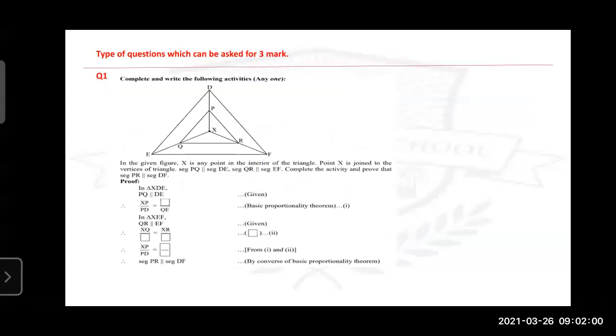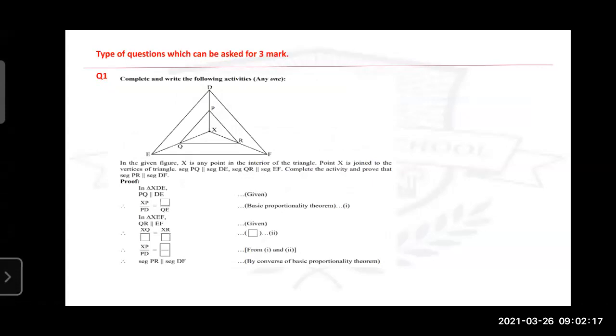And here we discuss the questions asked for 3 marks. For 3 marks, activity based type questions. Here some boxes are given. You have to fill these boxes. So first, see, this question can be asked in question number 3A. Complete and write the following activity.